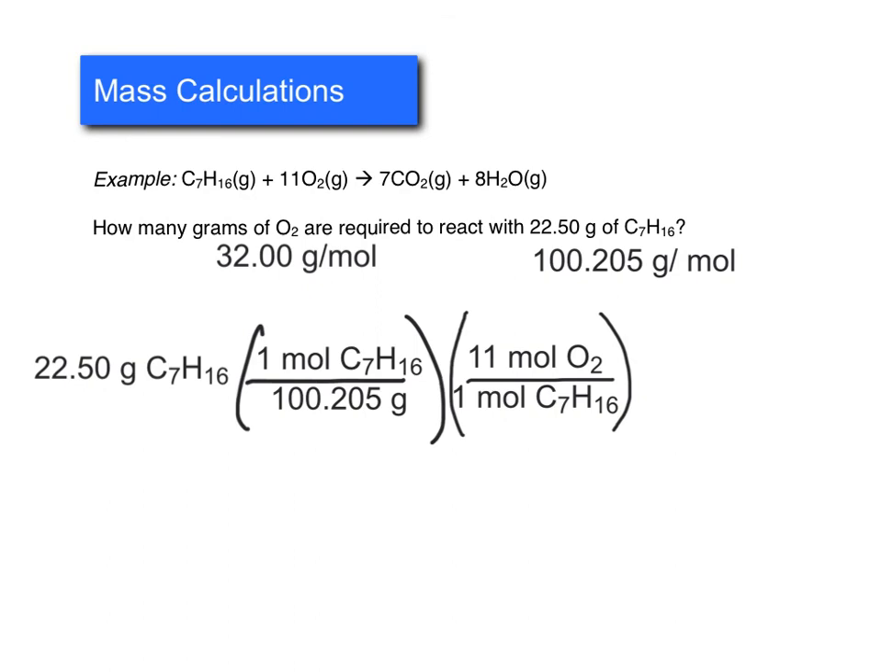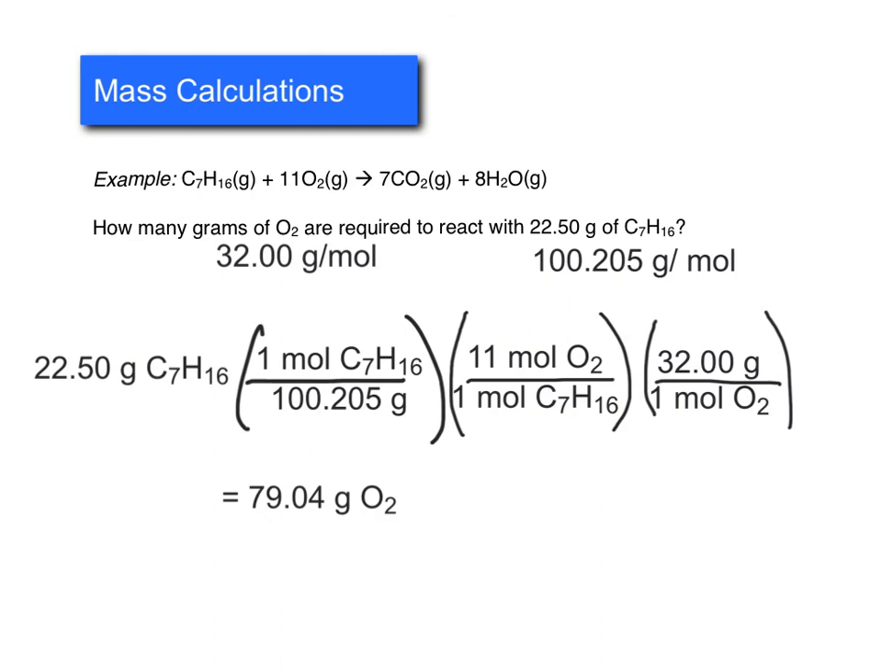The last thing we need to do is go to grams of oxygen. So we know that 1 mole of O2 is 32 grams of O2. Okay, now we have our whole problem set up. We just need to multiply and divide through, and that gives us 79.04 grams of O2.